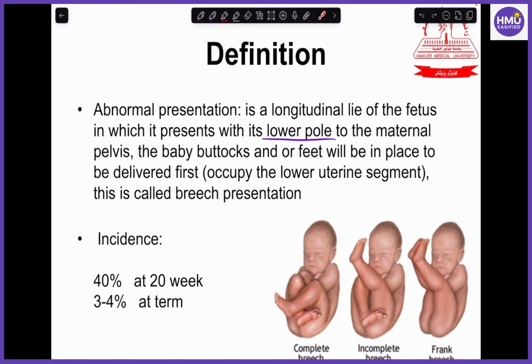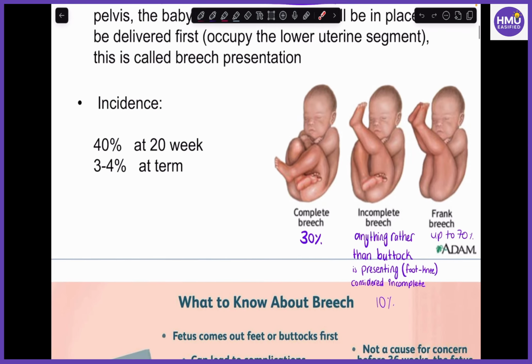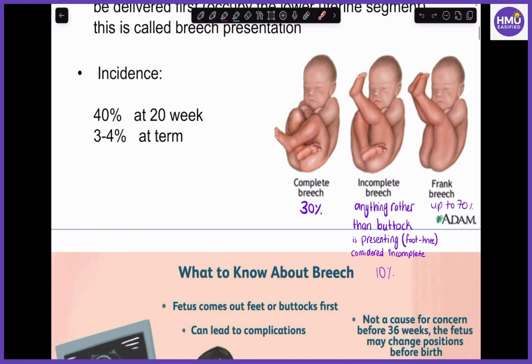But in breech, we have presentation of the lower pole of the baby, the fetus, to the maternal pelvis, which is the buttocks and/or feet, which will be delivered first. So the incidence is 40% at 20 weeks and 34% at term. We have three types of breech: complete, incomplete, and frank.